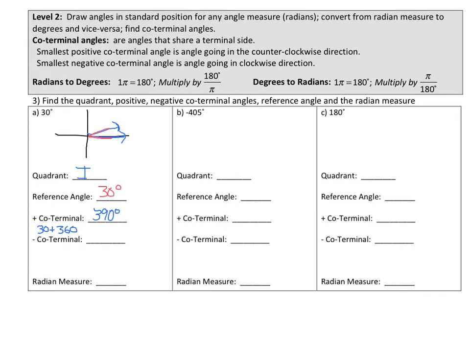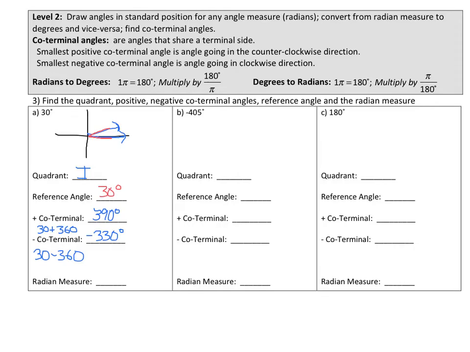A negative coterminal angle I would find by subtracting 360 degrees. So I'm still making a full circle, but instead of going counterclockwise, I go clockwise. So I would do 30 degrees minus 360, and I would get negative 330 degrees. So that angle also is in the same position for the terminal side. There are an infinite number of coterminal angles, but you might be asked to find the smallest positive or the smallest negative coterminal angle.